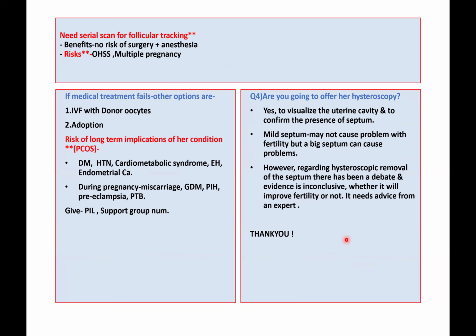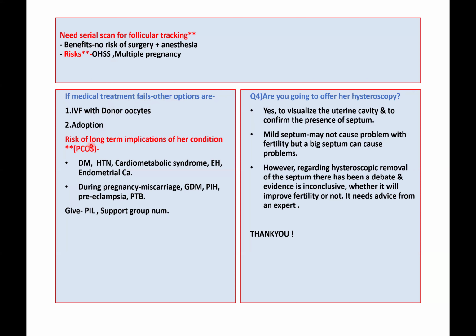Then discuss the pros and cons. It will need serial scans for follicular tracking. What are the benefits? No risk of surgery and anesthesia, but there are risks of OHSS and multiple pregnancy. If medical treatment fails, then other options are IVF with donor oocytes and adoption.